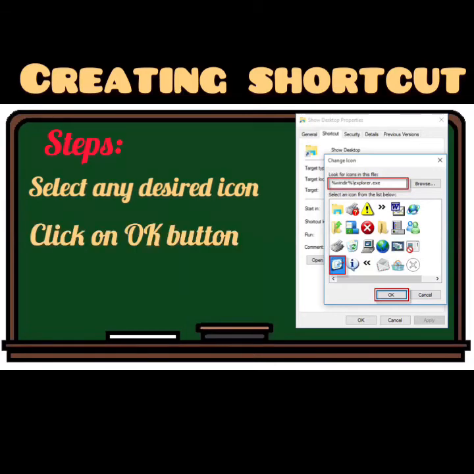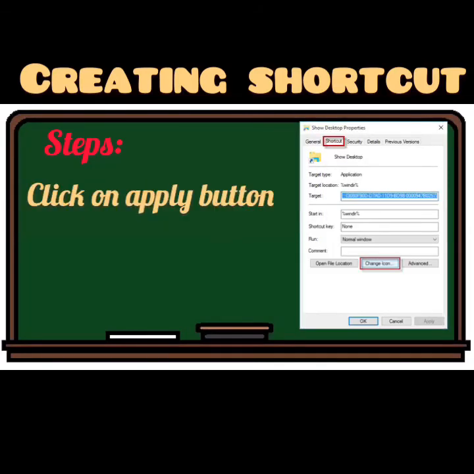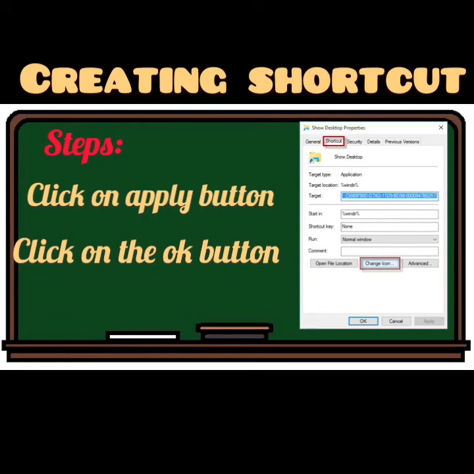And then finally, you have to click on the OK button which is at the bottom. You will go back to the previous menu. There you will have another button called Apply at the right hand corner. After clicking on the Apply button, you have to click on the OK button. What will happen? Whichever icon you have selected for the change will appear on the desktop.